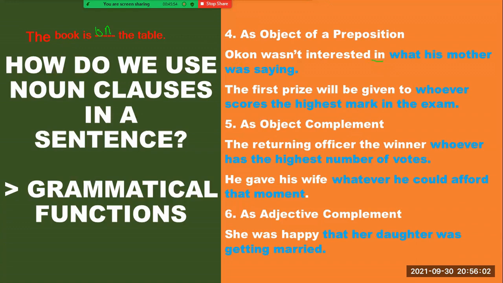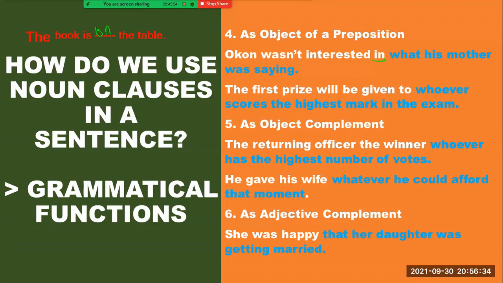Now, the preposition here is in. And again, if we use the border principle and we say Okon wasn't interested in, and we put a full stop, the question that naturally arises is what? Okon wasn't interested in what? You can say he wasn't interested in the music, he wasn't interested in the dance, he wasn't interested in the song, he wasn't interested in the match.